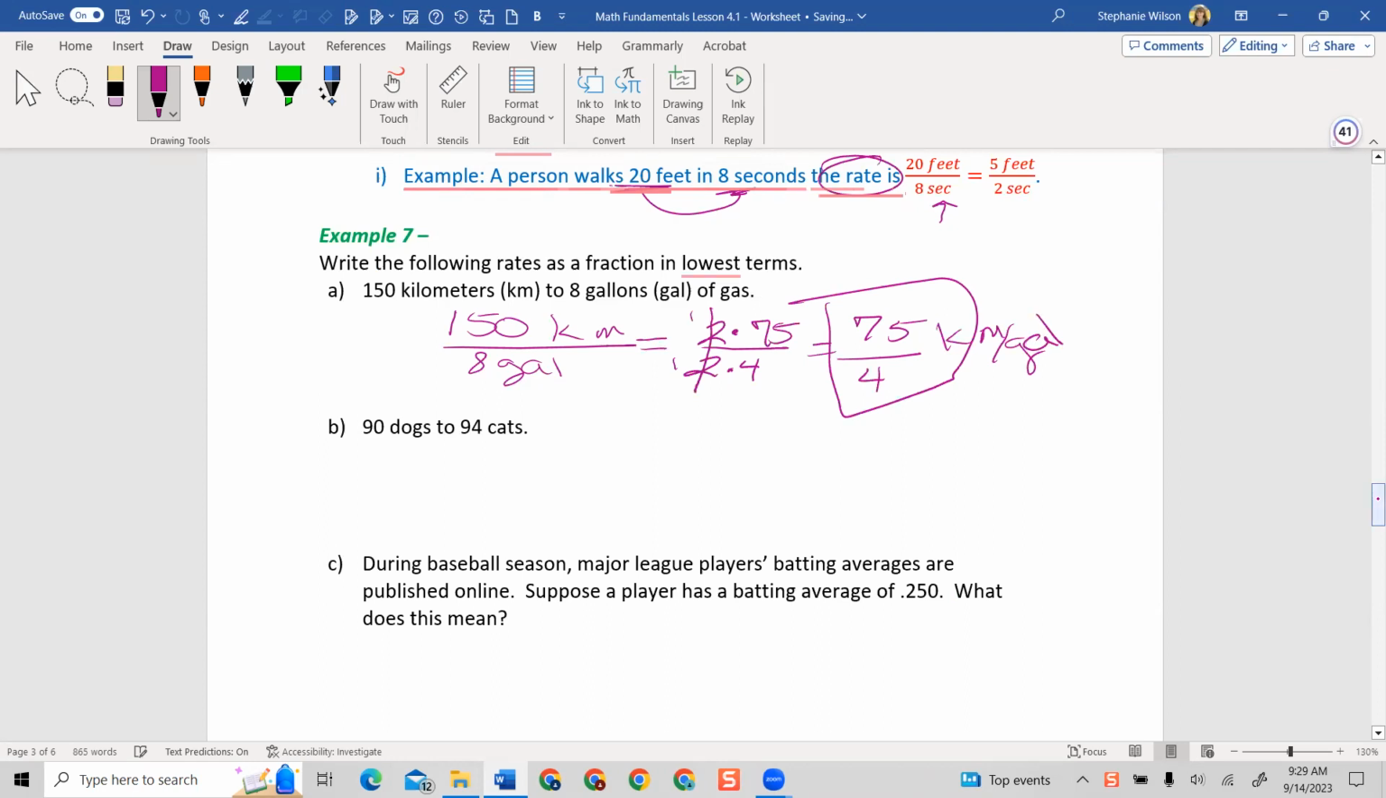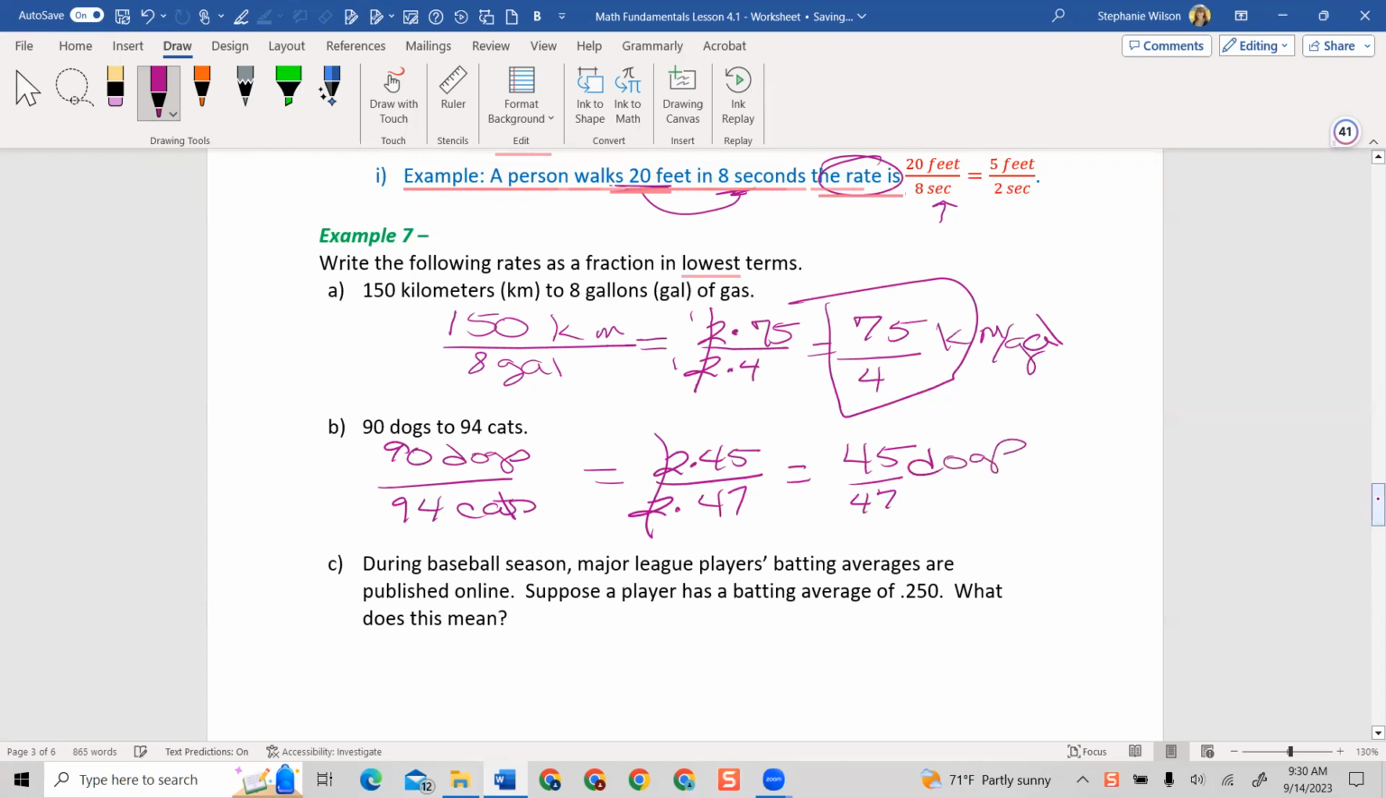Now this one said the rate of dogs to cats. So I'm going to try 2 because they're both even. 90 divided by 2 gives me 45. So I got 2 times 45 over, and let's try 94 divided by 2. I get 47. And the 2's reduce, and I'm left with 45, 47. So what it's saying is there's 45 dogs to every 47 cats.